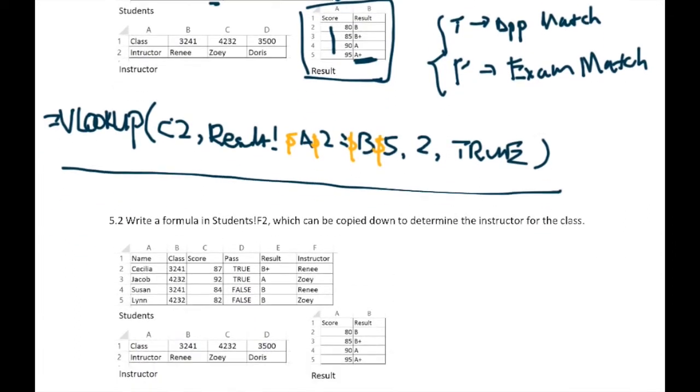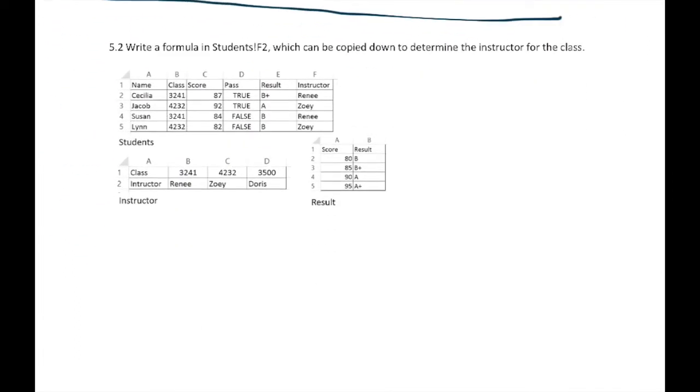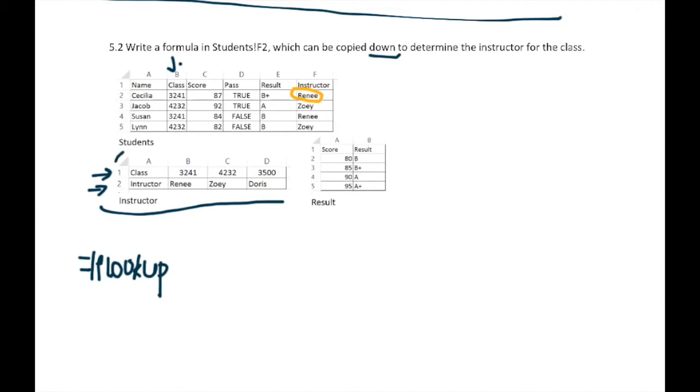Okay. Then let's work on the second one. Write a formula in students F2. Here is F2, which can be copied down to determine the instructor for the class. So here's the instructor table. And now we know the class number is here as B, and we want to know the instructor, which is in the row. So we should use HLOOKUP. Since inside our table we are looking across a row instead of a column, we should use HLOOKUP.